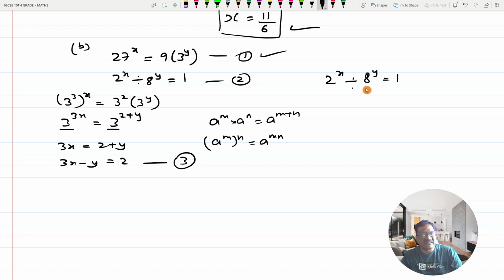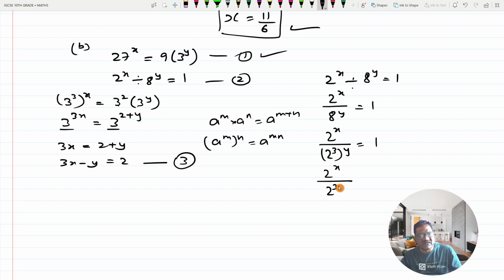This is my equation number 2. This I'll write as 2 raised to x upon 8 raised to y equal to 1. This can be written as 2 raised to x upon, now this 8 I'm going to write as 2 raised to 3, and then y equal to 1. Now this can be written as 2 raised to x upon 2 raised to 3y equal to 1.